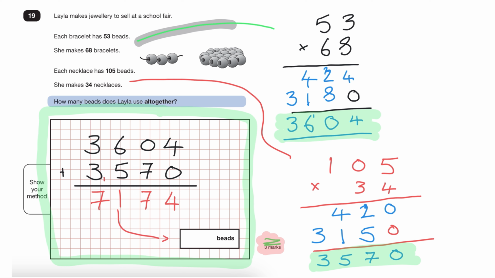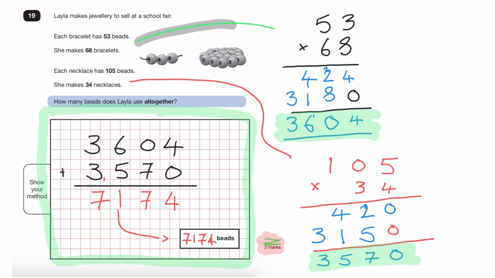And that answer would get transferred into here. She uses 7,174 beads. And that would get you the 3 marks. But again, there's nothing difficult here. This is a 3-mark question. And I remember seeing this the first time I was in the SATs and reading the question thinking, it's just a long multiplication. It's just a long multiplication.